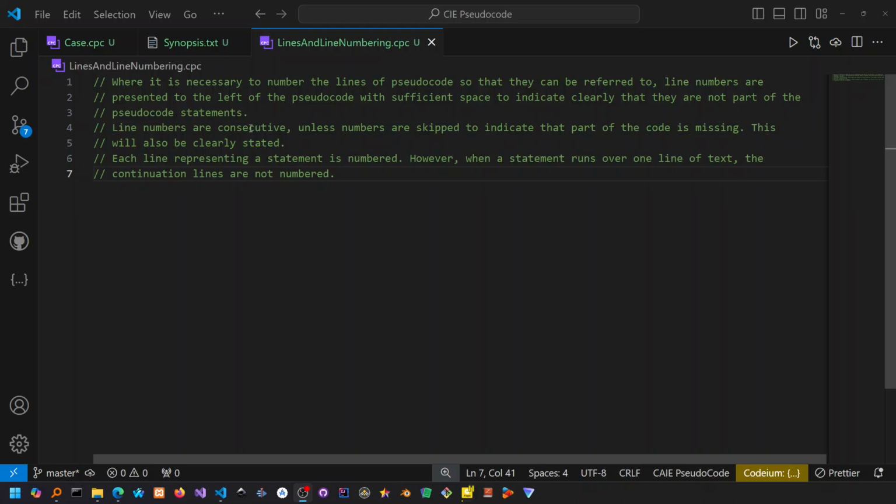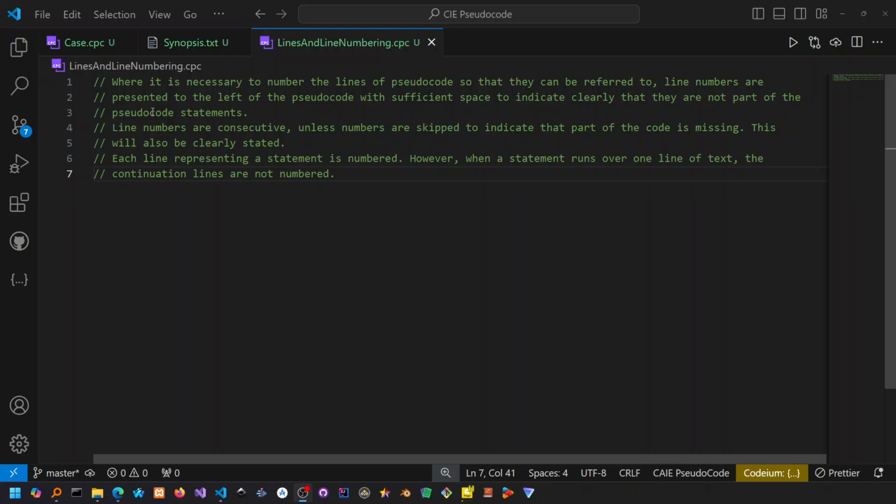So line numbers are consecutive. When you come from line 1, naturally you're going to go to line 2 and 3 and 4 and so forth. And also each line representing a statement is numbered. So you'd realize that if a particular line is not numbered, then it means that it is a continuation of the previous line. Otherwise, every line is an independent statement, as it were.